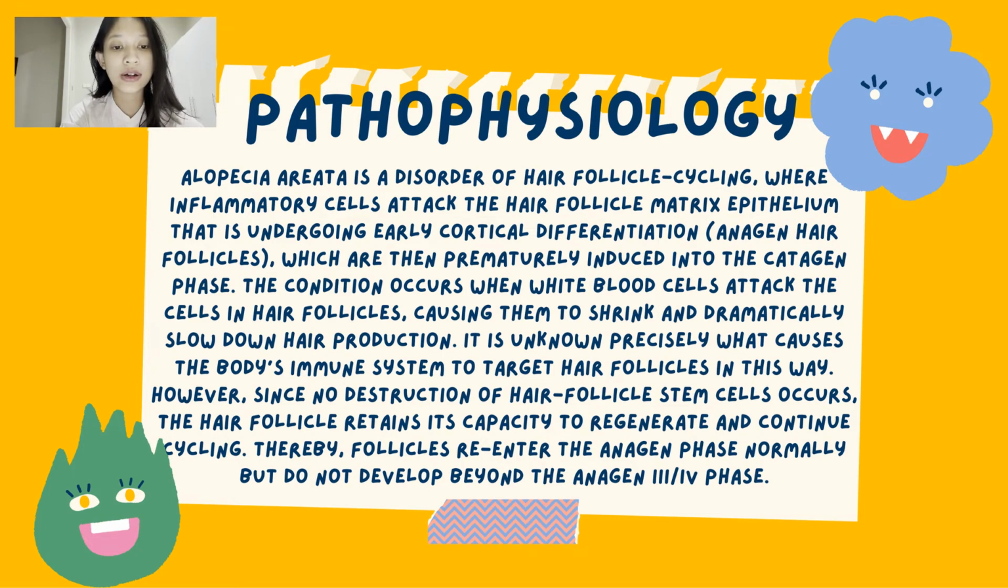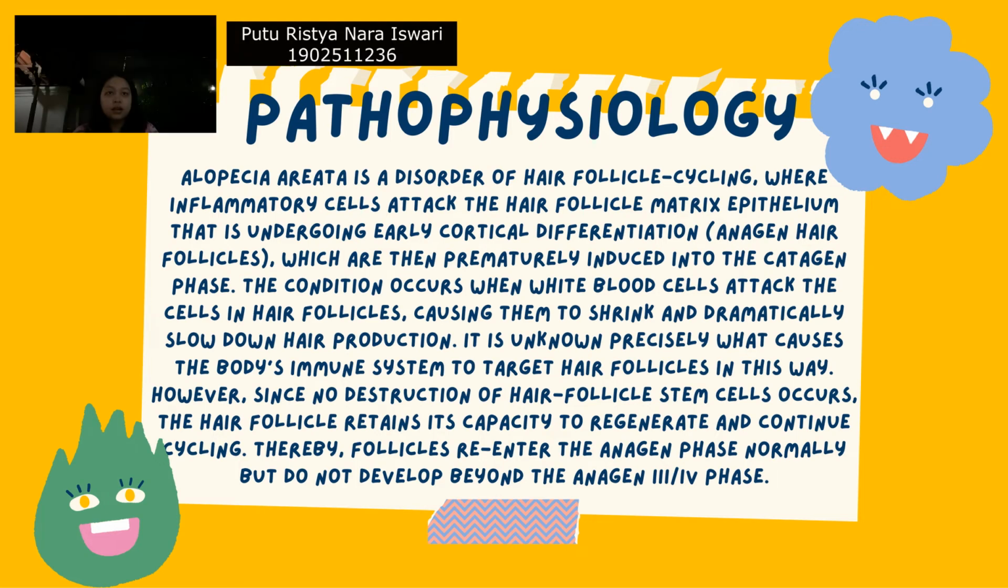The condition occurs when white blood cells attack the cells in hair follicles, causing them to shrink and dramatically slow down hair production. It is unknown precisely what causes the body's immune system to target hair follicles in this way. However, since there is no destruction of hair follicles, the hair follicle retains its capacity to regenerate and continue cycling. Thereby, follicles re-enter the anagen phase normally, but do not develop beyond the anagen 3 or 4 phase.